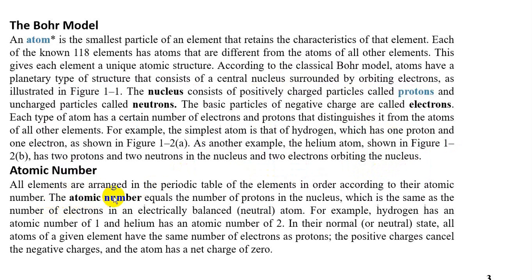Atomic number. All elements are arranged in the periodic table of the elements in order according to their atomic number. The atomic number equals the number of protons in the nucleus, which is the same as the number of electrons in an electrically balanced neutral atom. For example, hydrogen has an atomic number of 1 and helium has an atomic number of 2. In their normal state, or what we call the neutral situation, all atoms of a given element have the same number of electrons as protons. The positive charges cancel the negative charges and the atom has a net charge of 0.